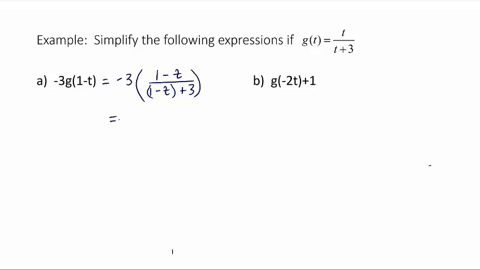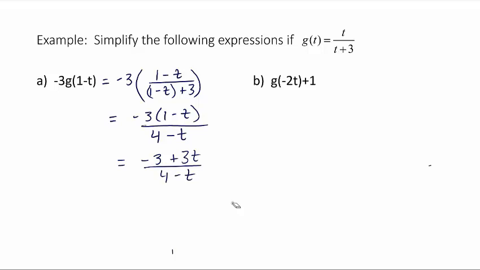Okay, so let's clean this up a little bit. In the numerator, I'm going to have negative 3 times 1 minus t. And in the denominator, I'm going to have, let's see, 1 and 3 is 4, so I'm going to have 4 minus t in the denominator. And let's go ahead and distribute the negative 3 through up top. So we got negative 3 plus 3t over 4 minus t. And we can leave it that way. We could rearrange the numerator to be 3t minus 3 instead if you wanted to, but it makes no difference. It's fully simplified at this stage.